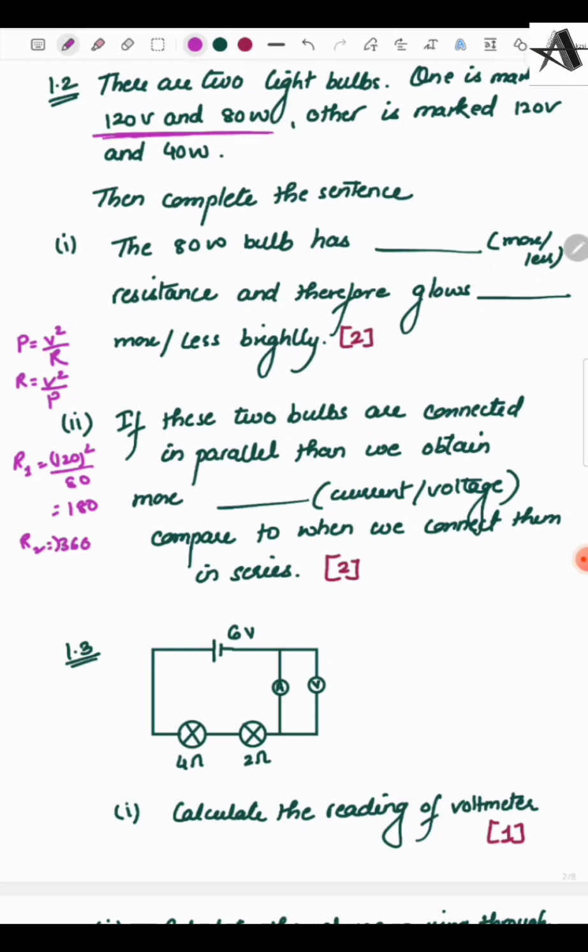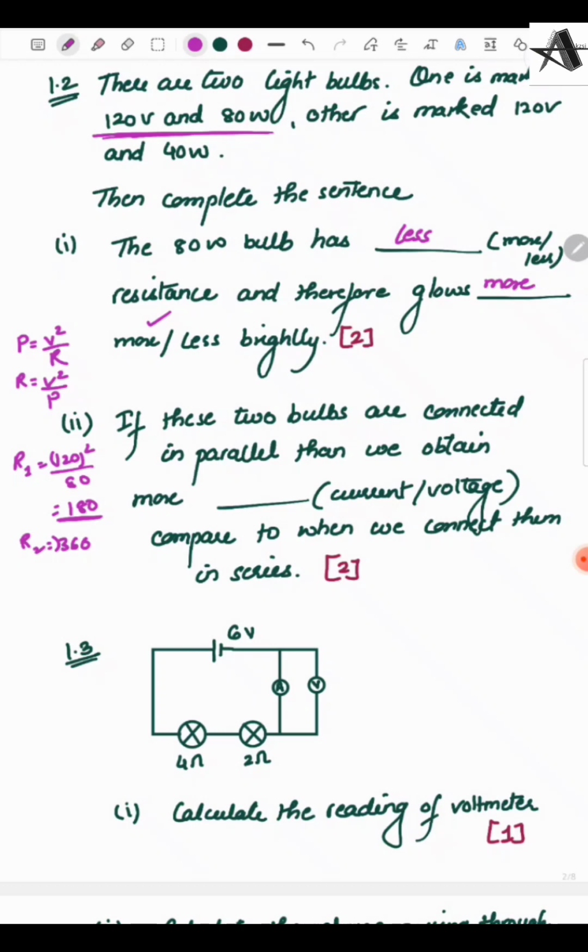Even without calculating, just by looking, we can see that resistance is inversely proportional to the power. So the one which has a higher power will have a lower resistance, and lower power will have a higher resistance. So obviously 180, that is R1, or you can say the first light bulb, has a lower resistance as compared to the second one. So the 80-watt bulb has less resistance. Now, which bulb glows more? The bulb which has higher power glows more. Which one has a higher power? Definitely the 80-watt has a higher power, so it glows more brightly.